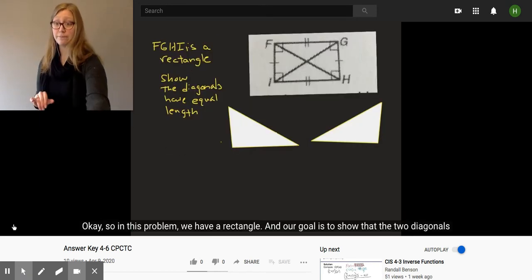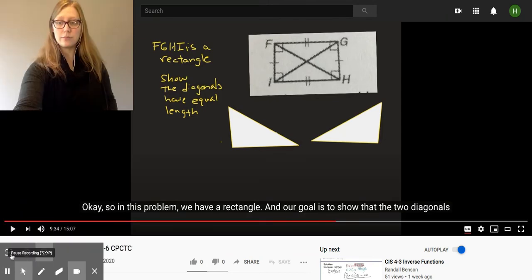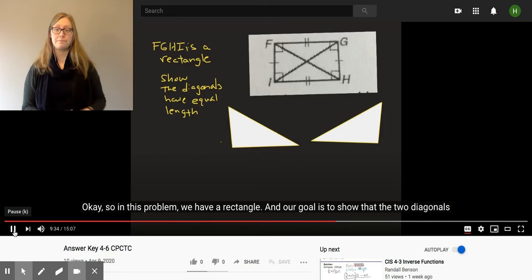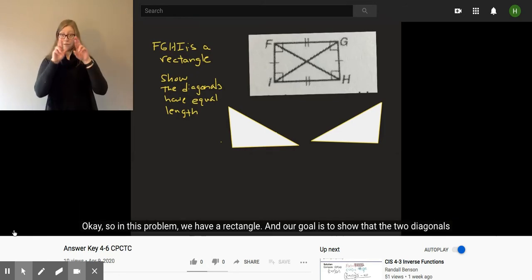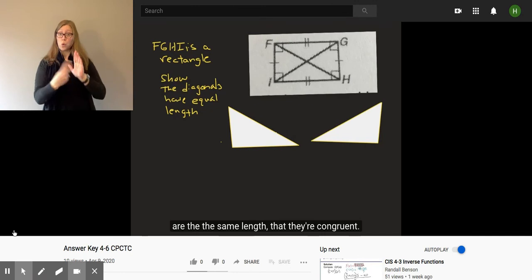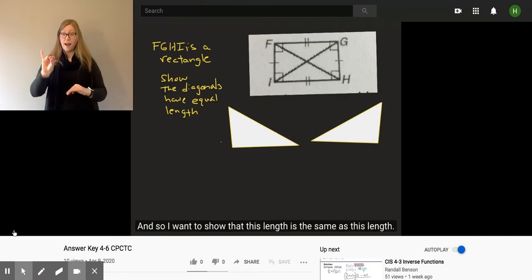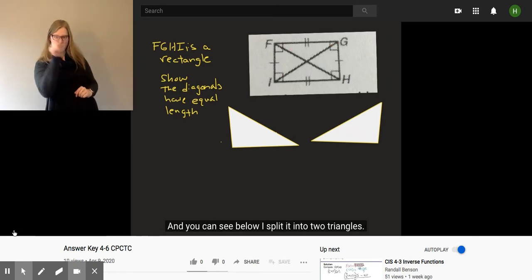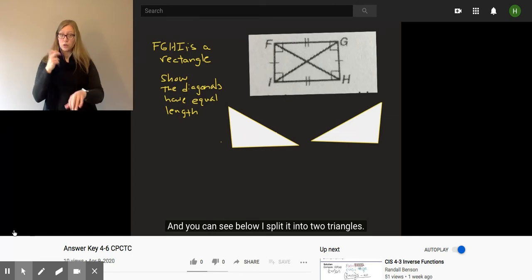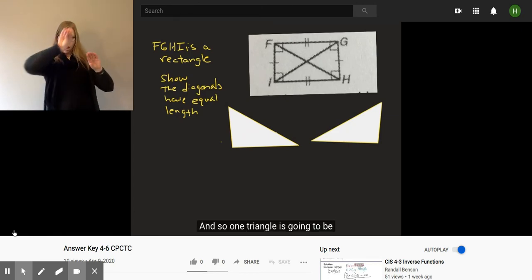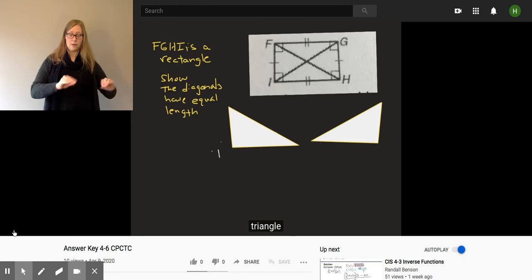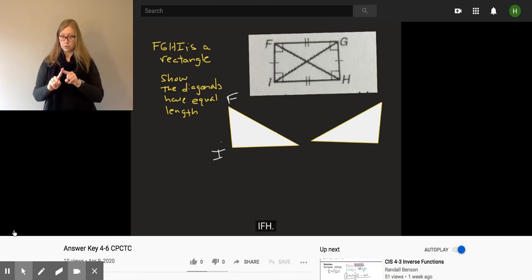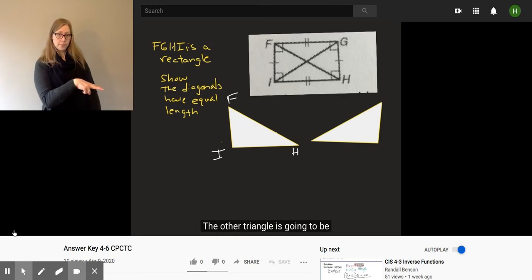Okay, so in this problem we have a rectangle, and our goal is to show that the two diagonals are the same length, that they're congruent. And so I want to show that this length is the same as this length. And you can see below I split it into two triangles. And so one triangle is going to be triangle FIH. The other triangle is going to be triangle IGH.